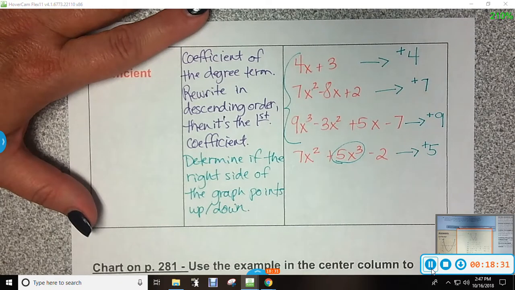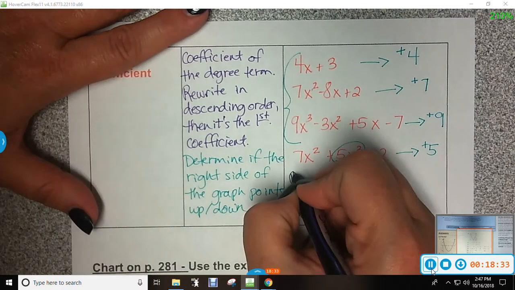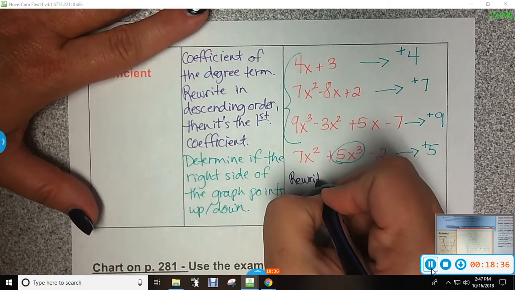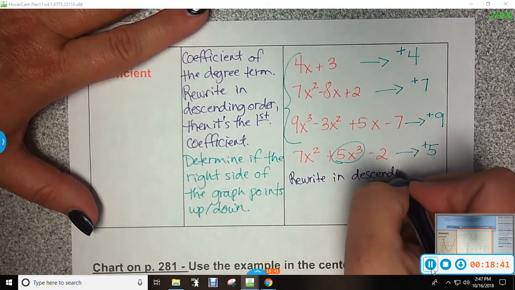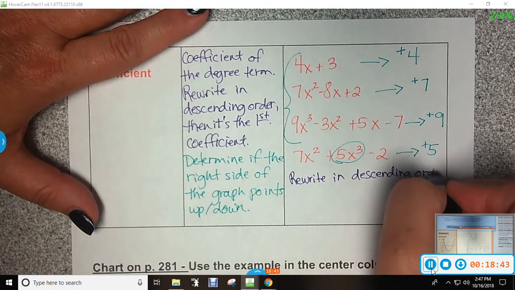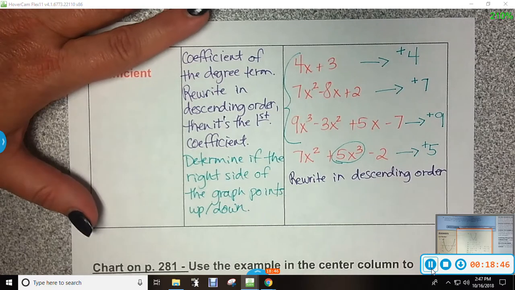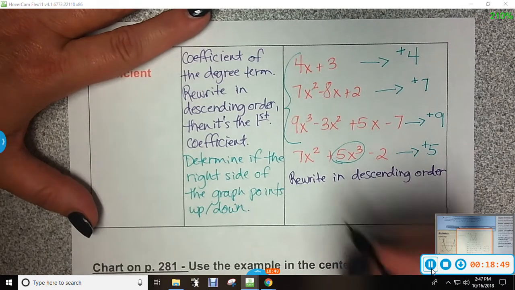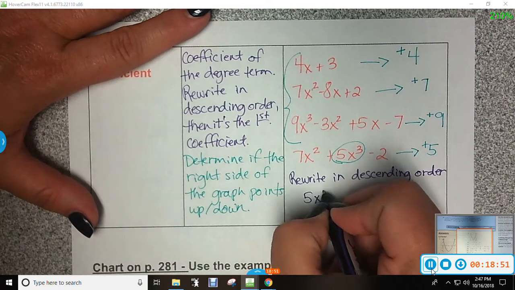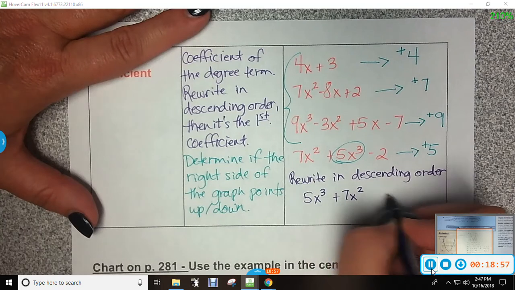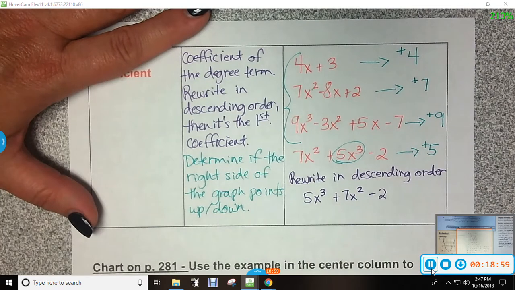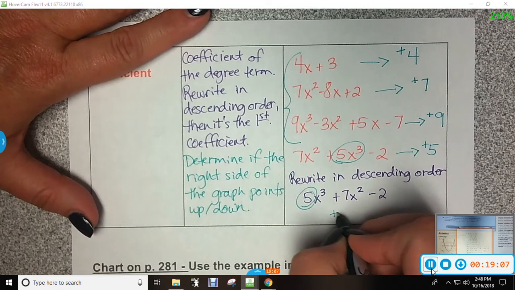So you can do it that way, or you can rewrite so that it's in descending order. In that case, we would start with the term that has the biggest exponent. So that's 5x cubed. The next biggest is 7x squared, and then our negative 2. If you rewrite it so it's in descending order, you're going to pick the very first one, which is still a positive 5 leading coefficient.